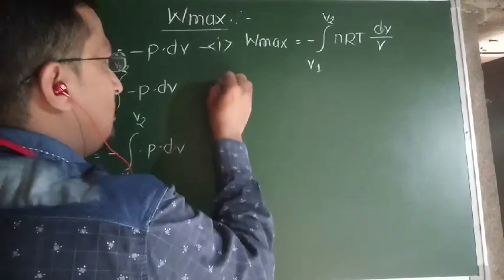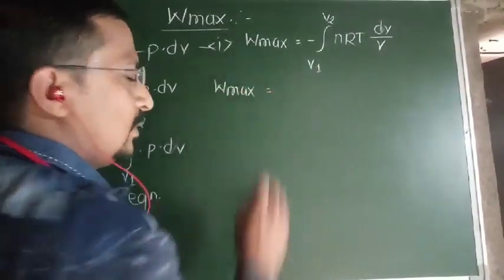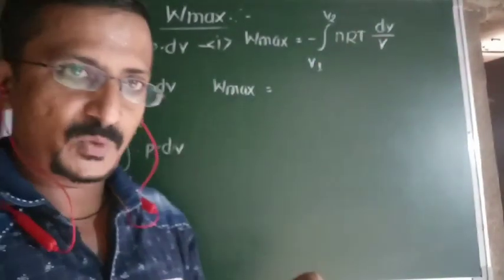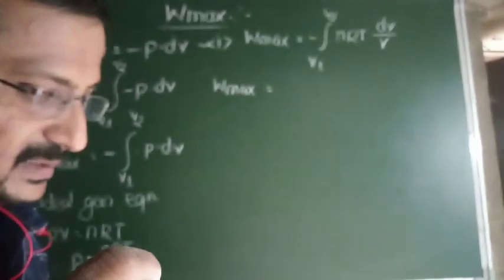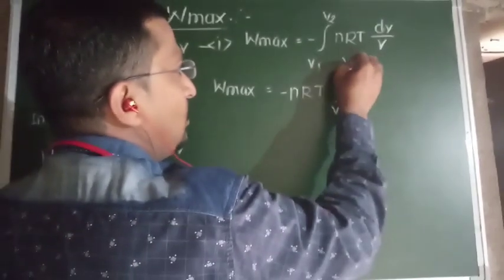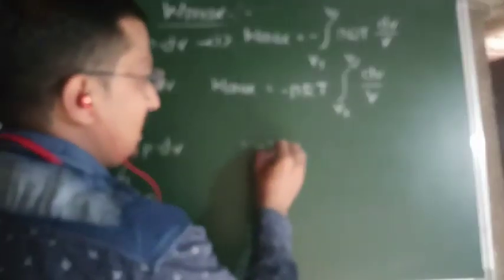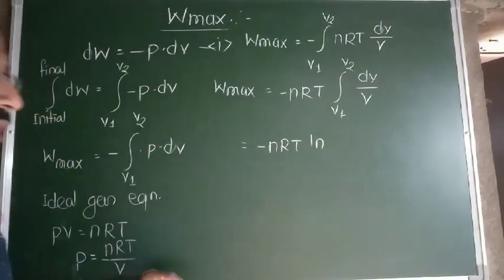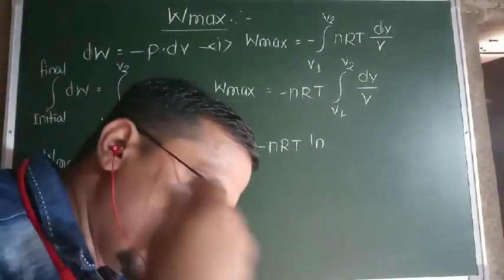Now in this case W max, next step, if you consider the nRT, what is the meaning of n? n is the number of moles of gas, isn't it? R is the gas constant, T is the constant temperature. So all these are constant, take out of integration. So minus nRT integration V1 to V2 dV by V. If you solve this one, it becomes minus nRT ln of V, from V1 to V2, the initial limit to final.